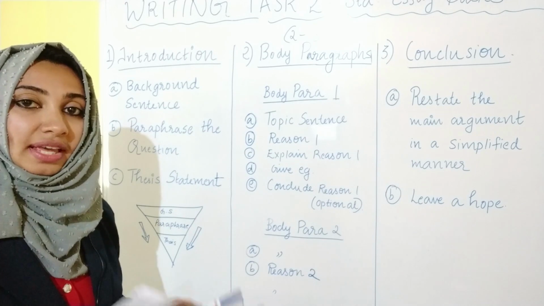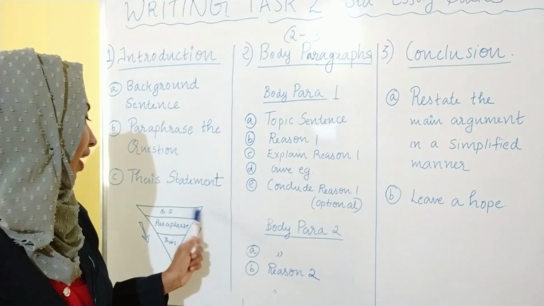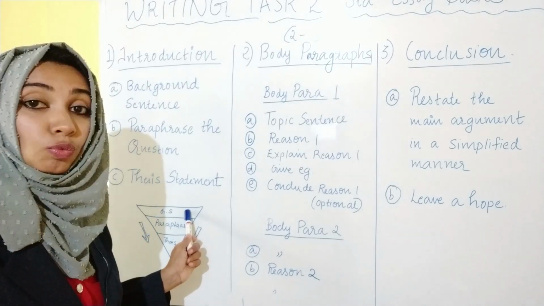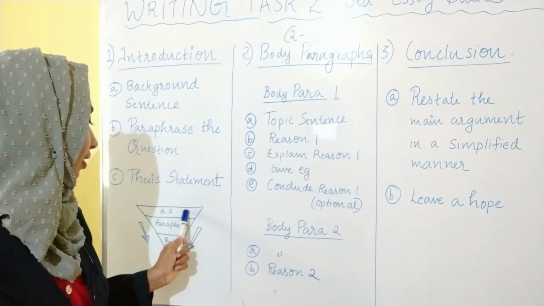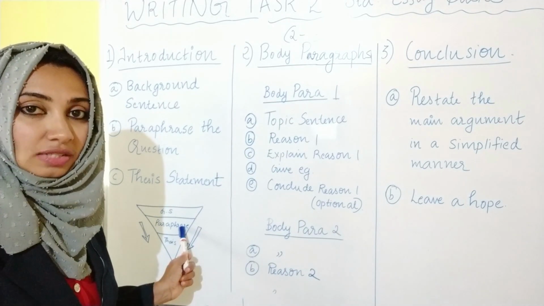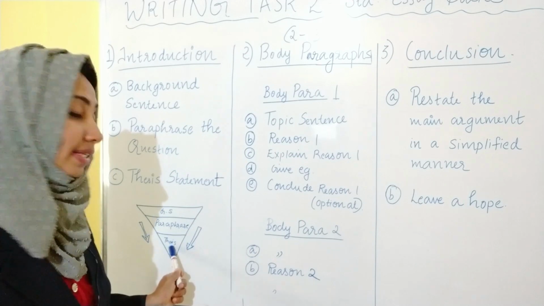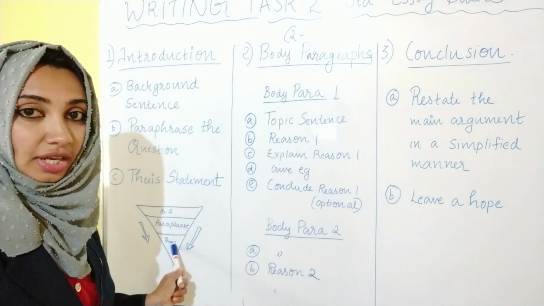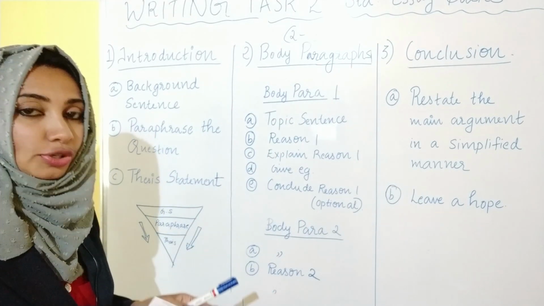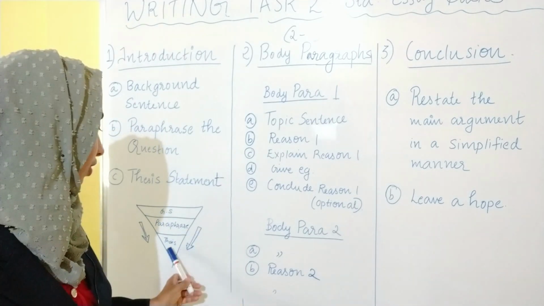So just think about an inverted pyramid. We begin the essay with a general sentence, which is a wider topic, and then we narrow down to paraphrasing the question, that is, what the question asks you to do. The third sentence is the thesis statement, and we are going closer to the topic. That is, we are giving our own opinion in the third sentence.